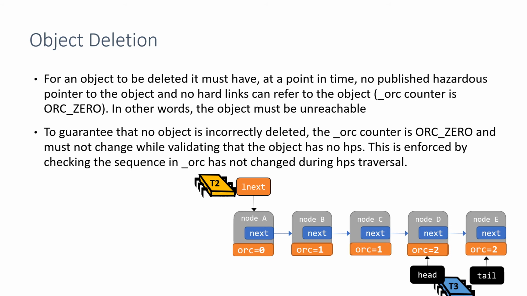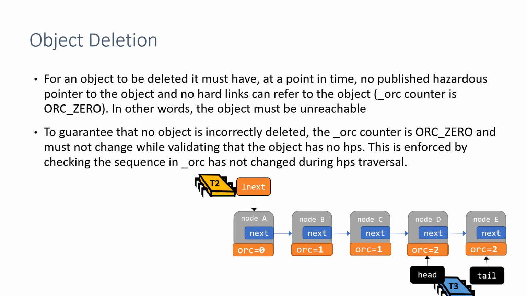The only node that can be retired at this point is node A, which has arc at 0, but cannot be deleted. There is still another pointer published in for node A at T2. Once this local reference disappears, then node A can be deleted. And to validate this, the arc must be at 0 at the start of the traversal of the hazardous pointer and at the end, and the sequence associated with the arc cannot change.